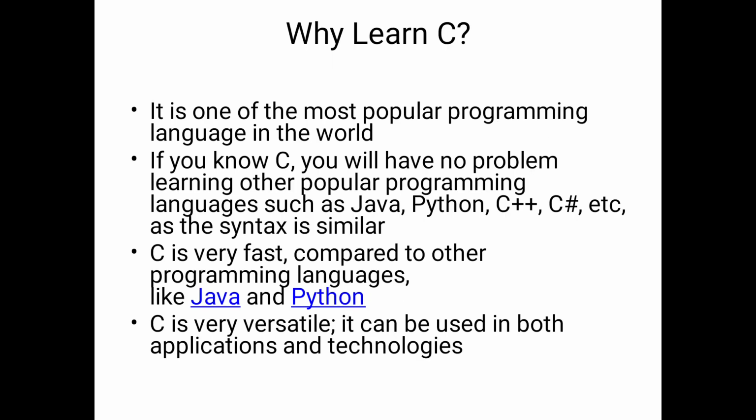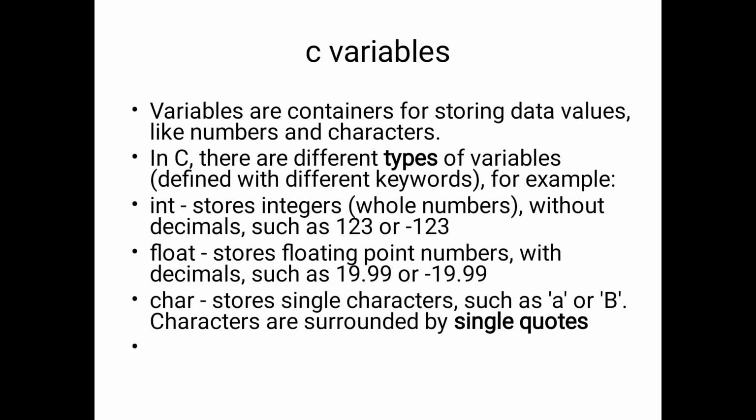Next, why do we learn C? Already we mentioned in the previous slide, C is one of the most popular programming languages in the world. For example, the syntax is similar to Java, Python, C Sharp and C++, and it is very fast compared to other programming languages like Java and Python. It is versatile because it adapts to both the application sector as well as technologies. That's why we are going to learn C, and the next topic is variables.